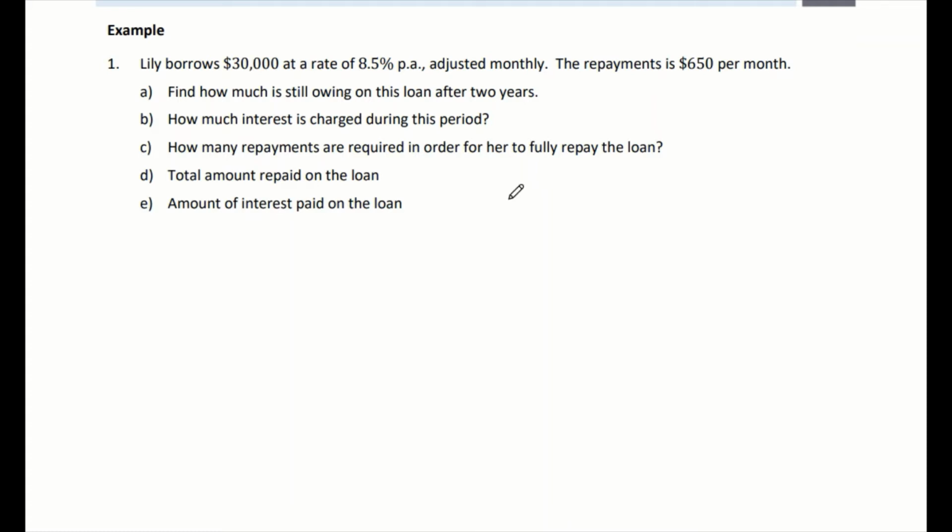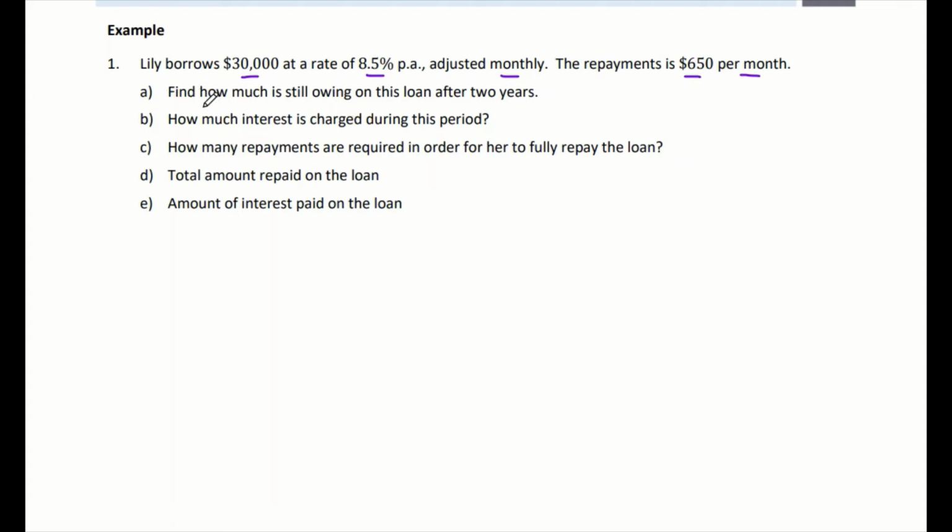Alright, question 1. Lily borrows $30,000 at a rate of 8.5% per annum adjusted monthly. So that's why this interest rate is compounded monthly. After that, the repayment is $650 per month. So that's why CPY and PPY are both 12.